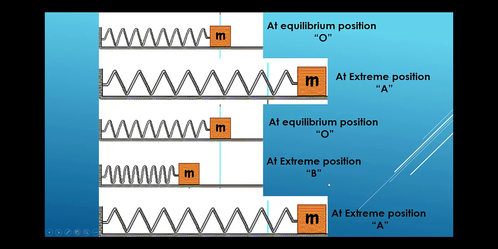You can count this from anywhere else. For example, if you are counting from position O, the equilibrium position, then when it returns back to the equilibrium position after one complete round trip, it will be one vibration. Or if we are counting from point B, then returning back to point B after one complete round trip will be one vibration. So this is the definition of one vibration.